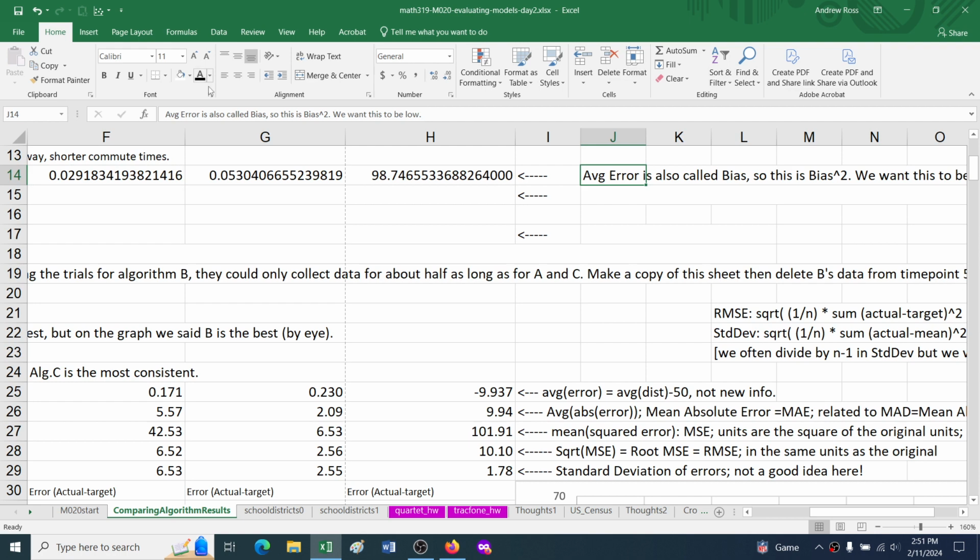So let's write that here. And the average error is called the bias. So this is the square of the bias, and we want the square of the bias to be low.